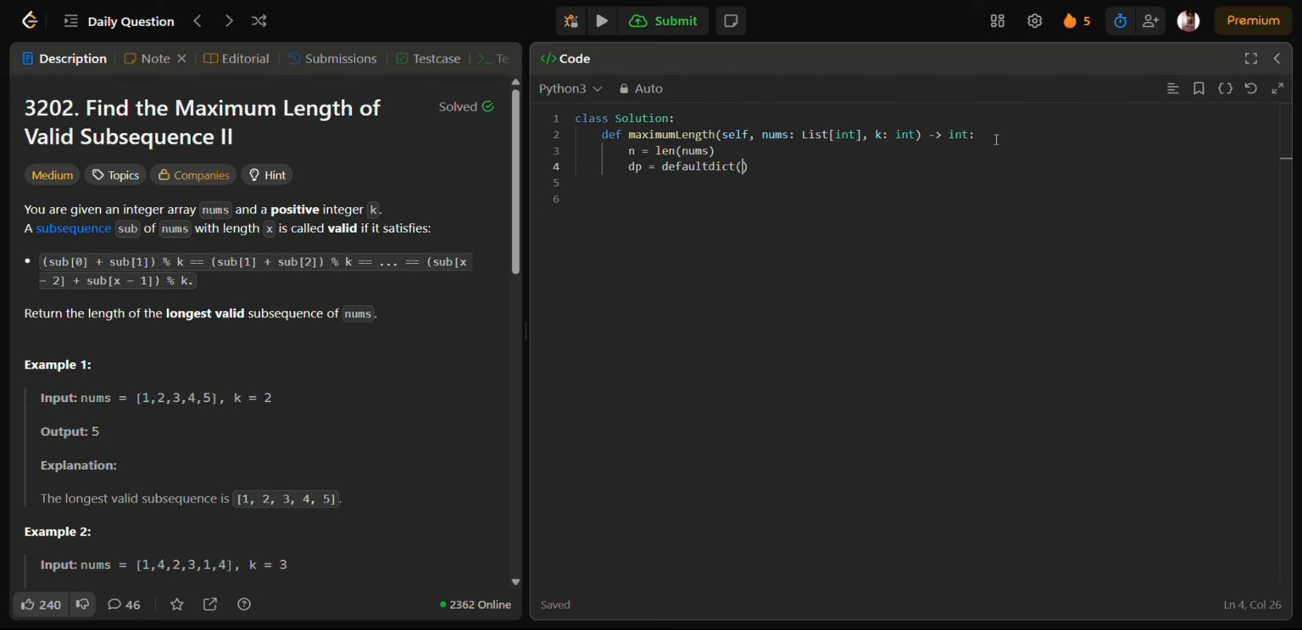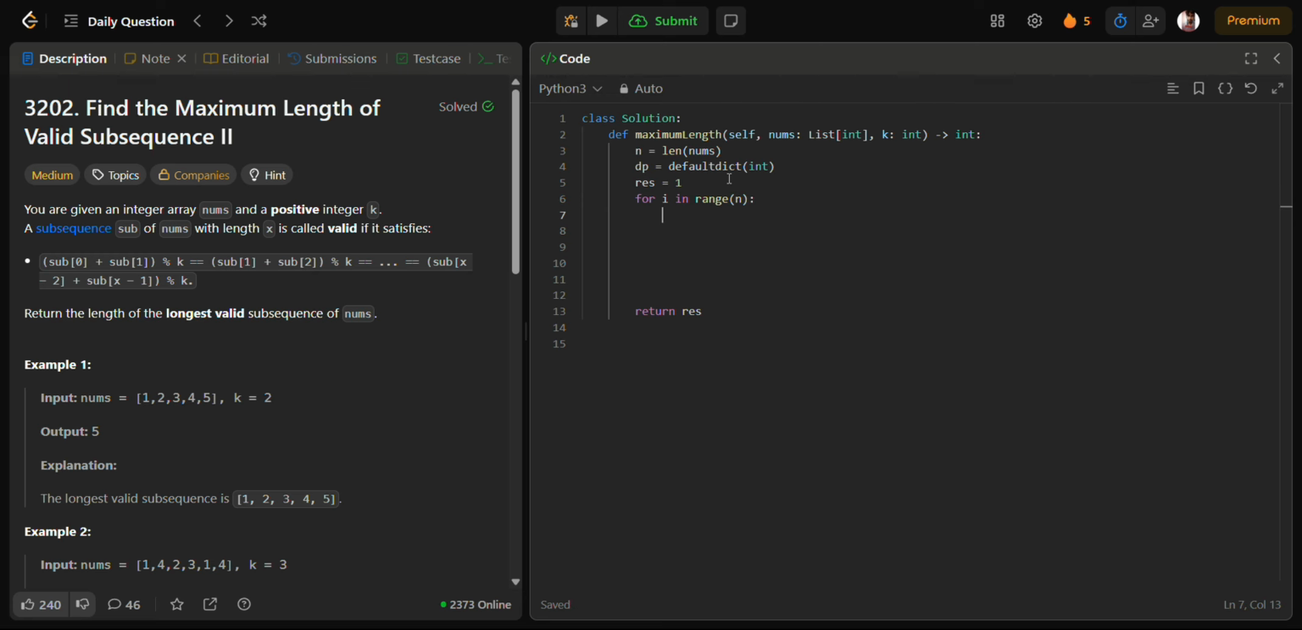This remainder acts like a group label or pattern ID. Our goal is to find the longest chain of numbers where every consecutive pair belongs to the same group, meaning they all give the same remainder when their sums are divided by k. To do this efficiently, we maintain a hash map, kind of like a notebook, where for each unique combination of a remainder and the ending index of a subsequence, we store the length of the longest valid subsequence that ends there and follows that specific pattern.